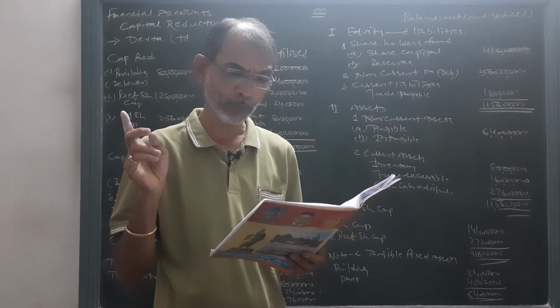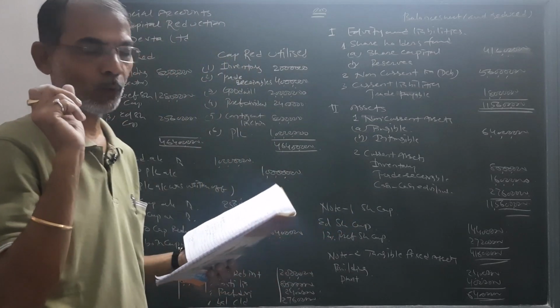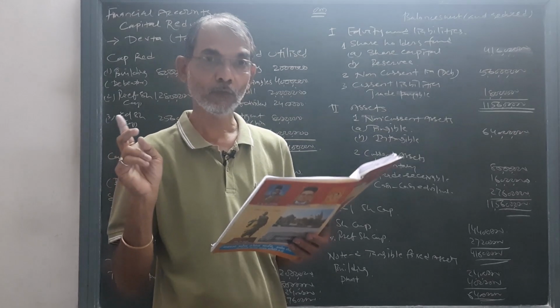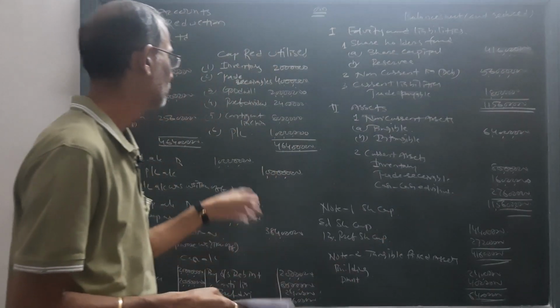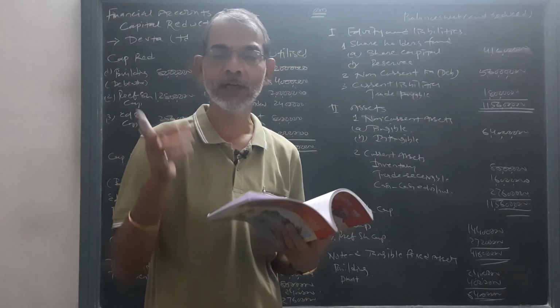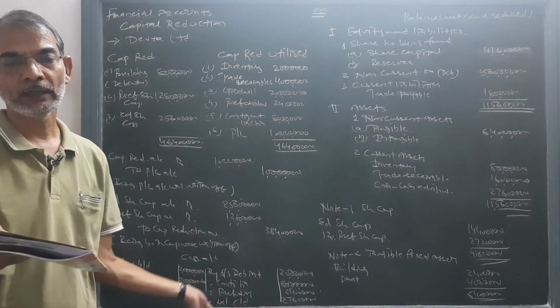Half of the arrears of preference dividend for 1 year was paid in cash. So for 4 crore, 12% was 48 lakh, half is 24 lakh, which was paid in cash. So capital reduction to preference dividend and preference dividend to cash. On the credit side, it will be written in the cash account.